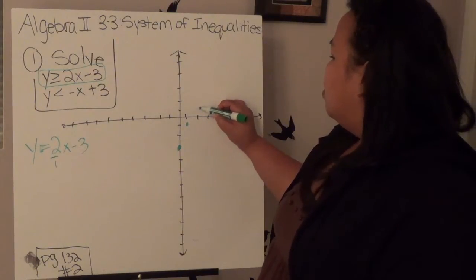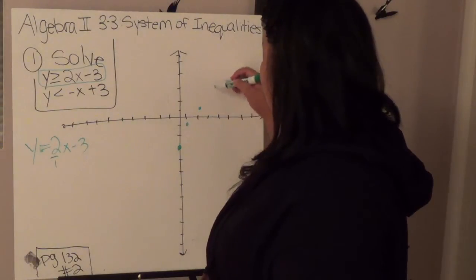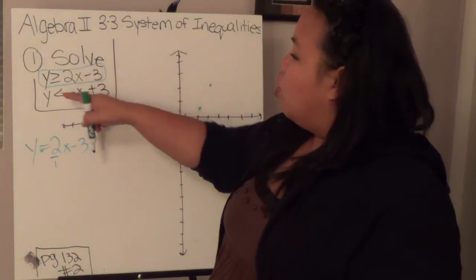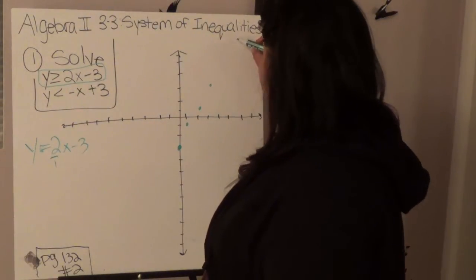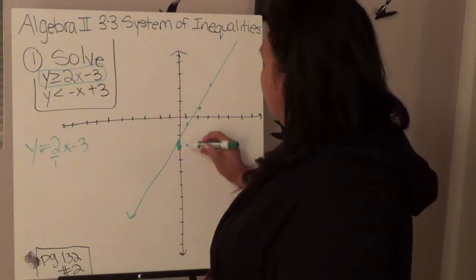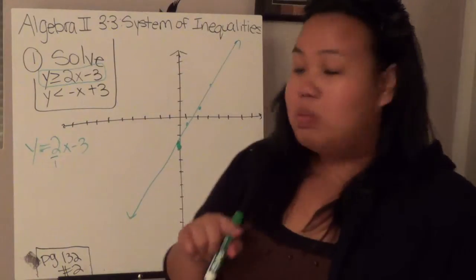Is that right? 2 over 1, yes. And this has greater than or equal to, so that means it's going to be a solid line. Let's make this bigger. Here it is. Okay? And again, we test. So do you remember testing?